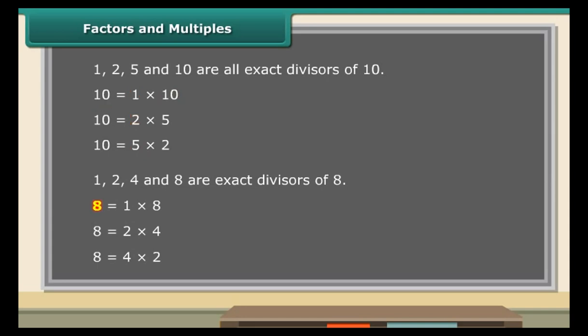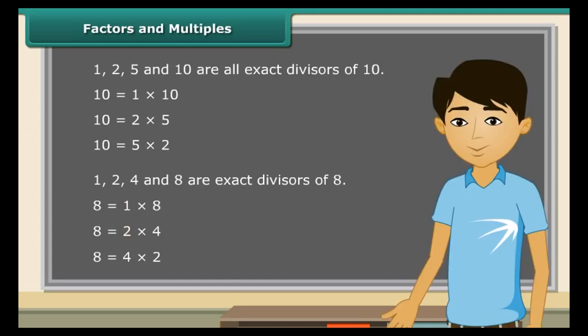Similarly, number 8 is a product of 1 and 8 or 2 and 4. Therefore, 8 is a multiple of 1, 2, 4 and 8. Thus, we can say that a number is a multiple of each of its factors. Multiples are always greater than or at least equal to the number itself.